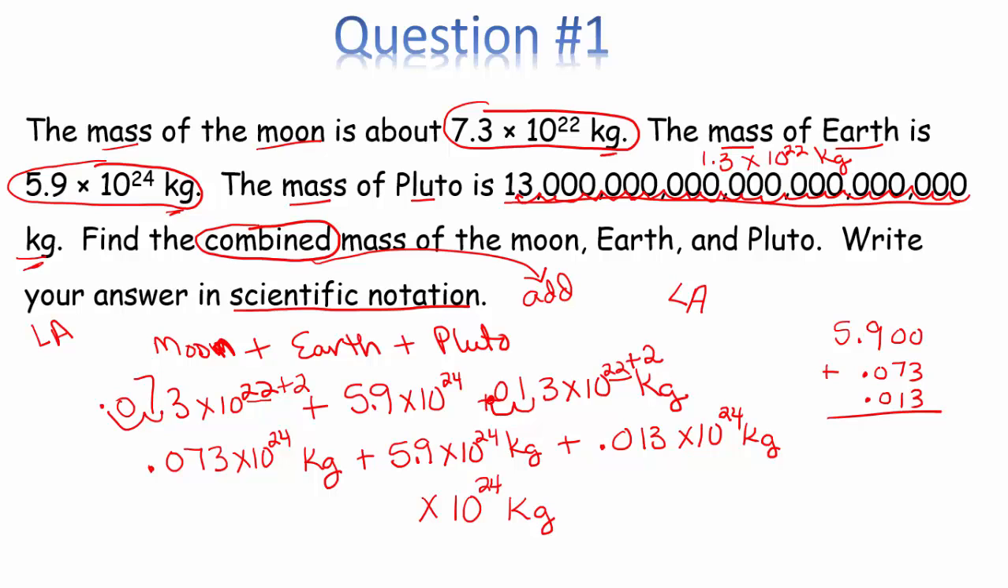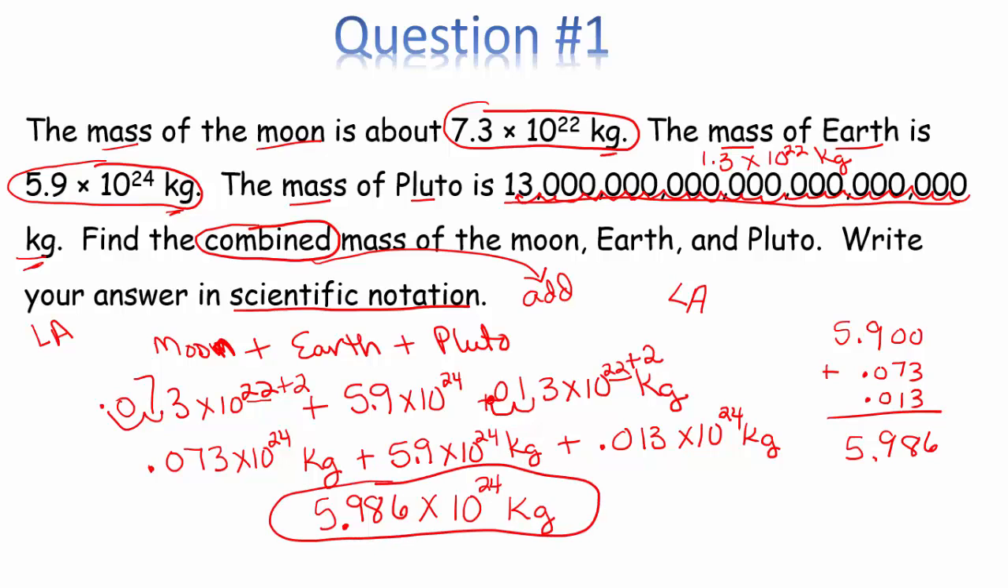You can use your calculator, your tool, if you would like, because I'm not testing whether or not you can add decimals. I'm testing whether or not you can add numbers in scientific notation. So feel free to use your tool. I don't have a tool at home. I'm going to have to work it out longhand. So that's 5.986 times 10 to the 24th kilograms.